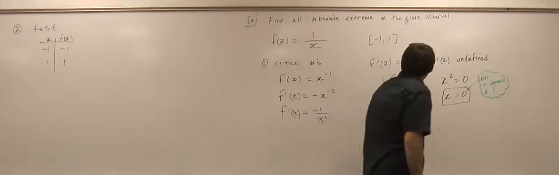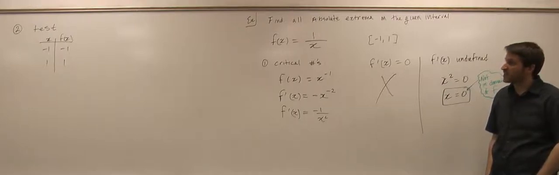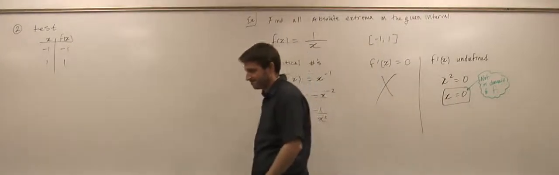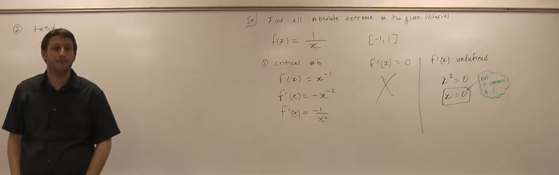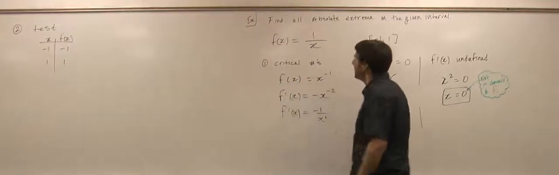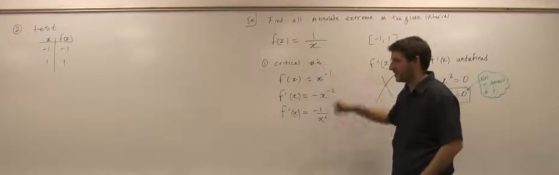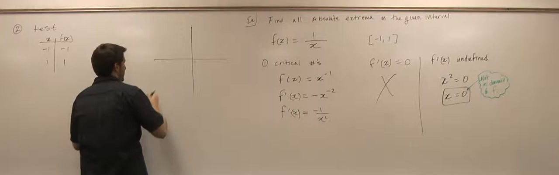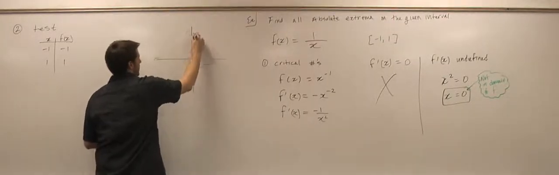So here's my question. What's the conclusion? Are we going to conclude that negative 1 is a minimum, and 1 is a maximum? No, actually we don't. Why not? Draw a graph. We're doing a bunch of calculus to figure out the absolute max and absolute min of this thing, but we know what this looks like. 1 over x is just this guy.